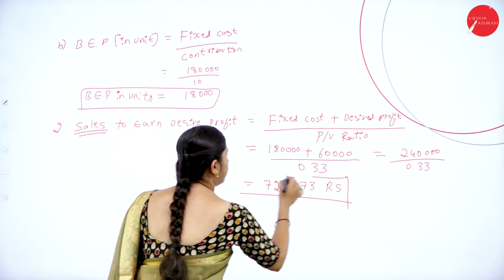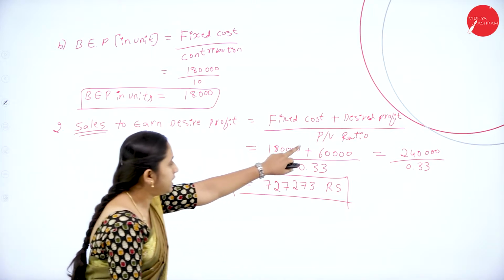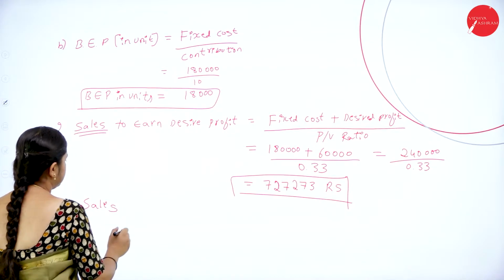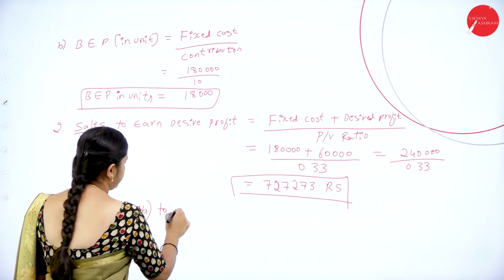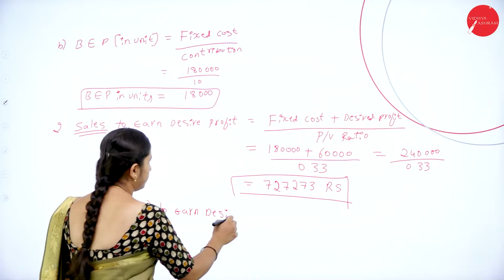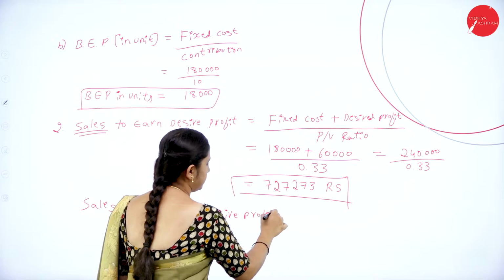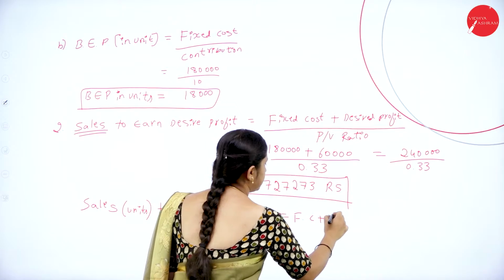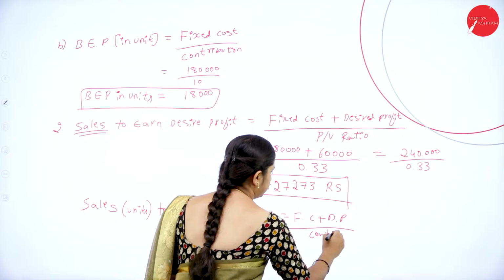Next, for this we can calculate in number of units. So instead of PV ratio, write contribution. So here sales, within bracket write units, to earn desired profit is equal to fixed cost plus desired profit divided by contribution.